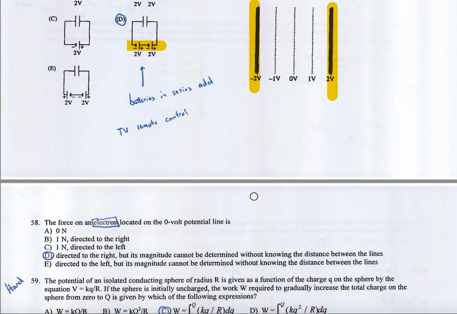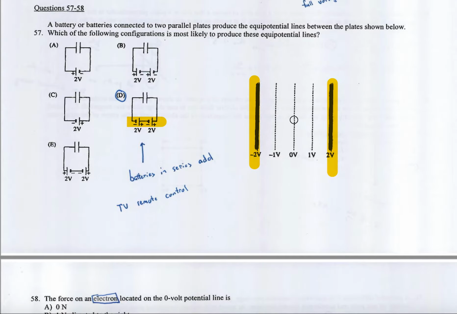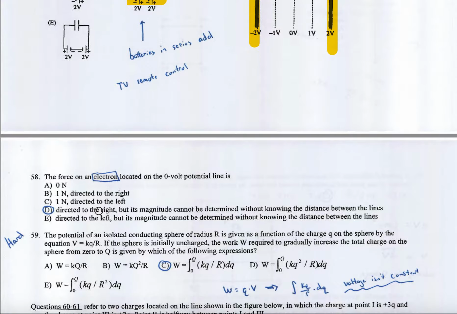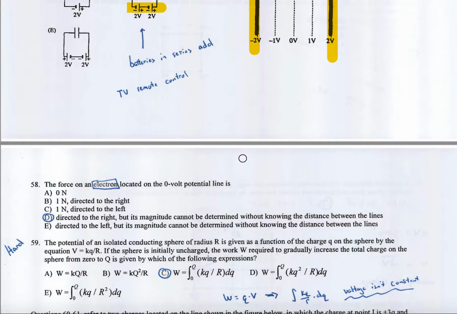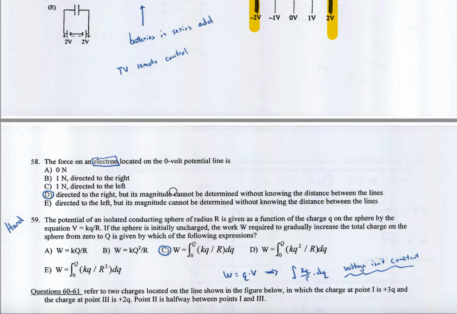Okay, back up to there. The force on an electron on the 0-volt line. We know that the electric field is going to go this way, going left. And so the force on an electron is directed to the right. If we don't know this is spaced exactly, then we don't know what the actual magnitude of the electric field is, because V equals ED. If we knew that distance, then we could find the electric field, and then we could find the magnitude of the force on it. Again, it's an electron, which is why it's going to go right, towards a higher voltage, up the electric field.